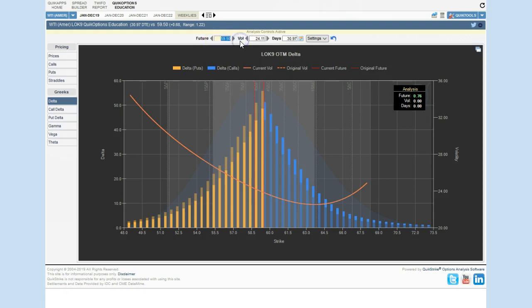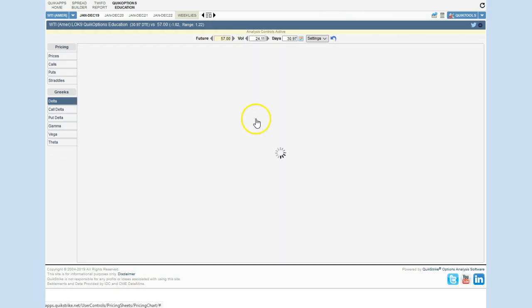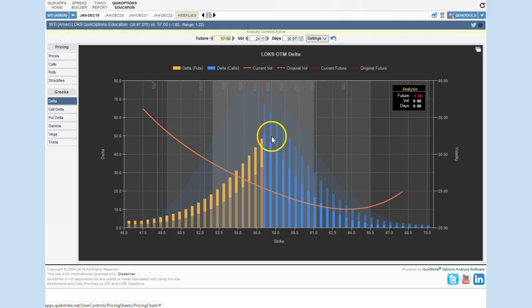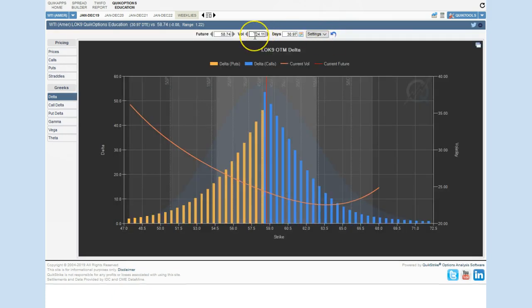So now let's go the other direction. Let's go down to 57, and we're going to see that our put deltas are going to increase and our call deltas are going to go lower. So again, this is a really nice way to validate or to learn about what's going to happen to the Greeks when these different movements happen in the underlying, in the volatility, and the days to expiration. So let's take a look at the volatility. Let's bump this up.